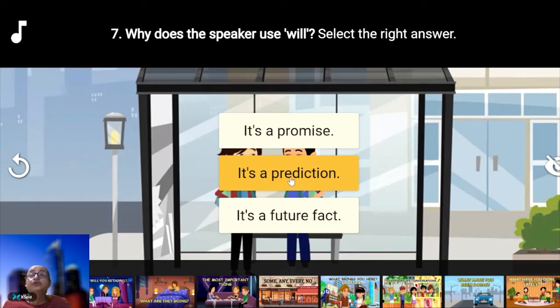Okay, did you listen to what it said? He will be 7, right? What do you think is the answer? It is a promise, it is a prediction, it is a future plan. Tell me. Okay, you say it is a promise, it is a prediction, or it is a future fact.